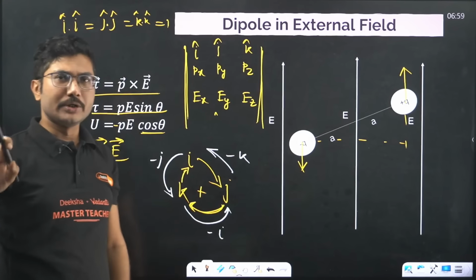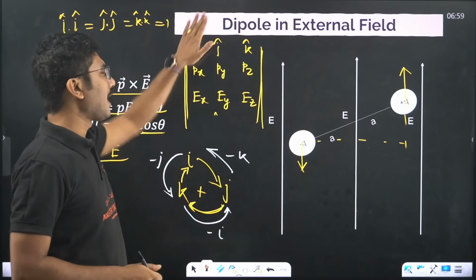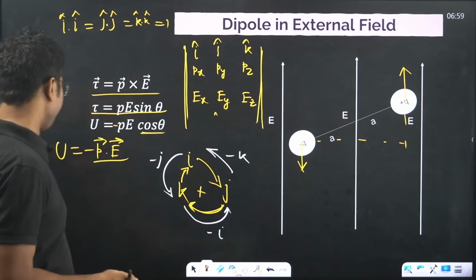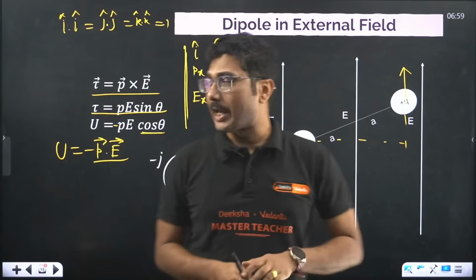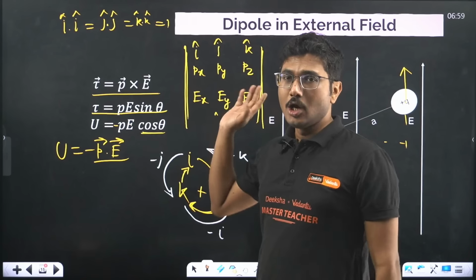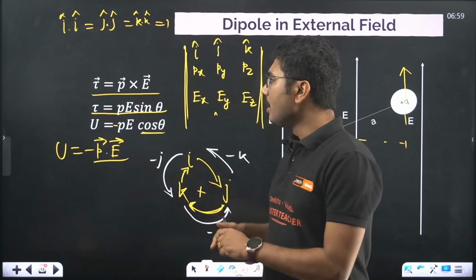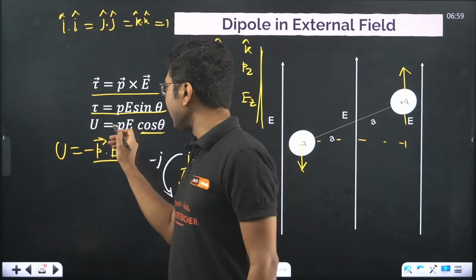Whatever determinant method you use to solve, that is final. Okay, i cap, j cap, k cap will come automatically. And also, potential due to a dipole is minus PE cos theta. Potential due to a dipole is minus PE cos theta. Remember, there is a minus sign.